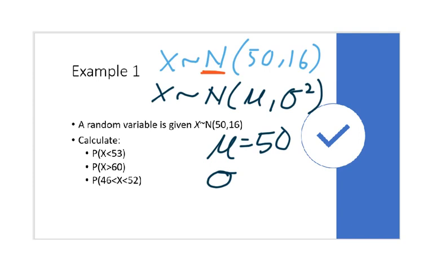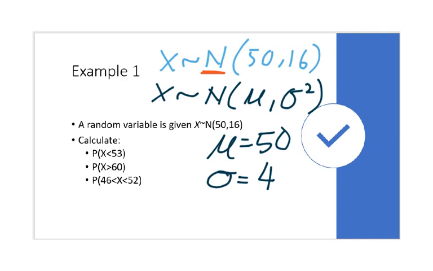So we need to square root the variance. Square root of 16 is 4, so the population SD is 4. Now we have this information, we can transform whatever value we want to find the probability for into a z-score. Then we can use the SND table to find the probability.